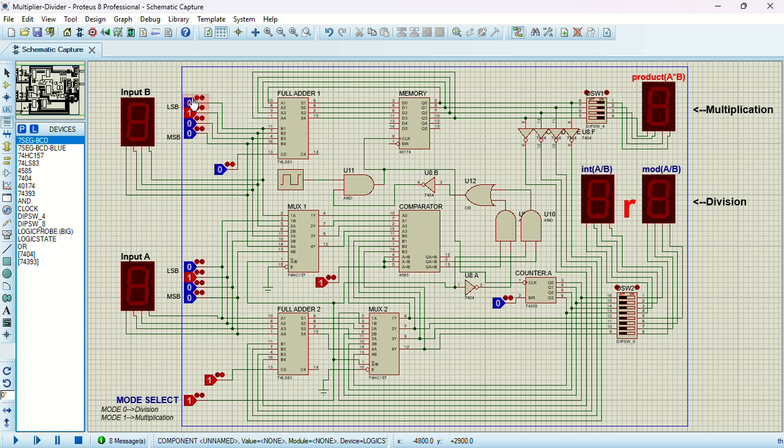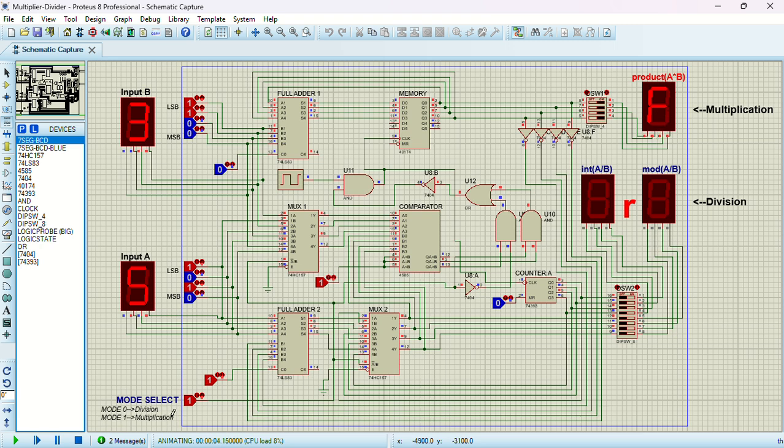2 times 2 is fine. As you can see, I have 4. One last example: 5 times 3. 5 times 3 should give me F hex, which is 15.